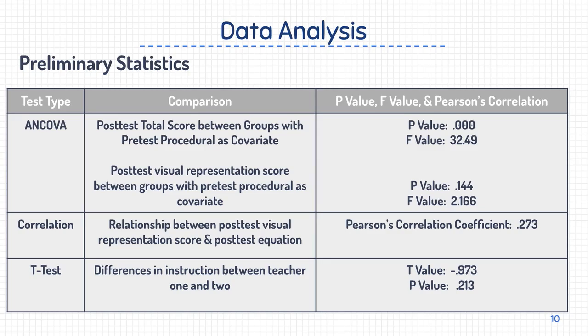And let me rephrase what I said before, because I don't think I said it correctly. When you looked at the total score, there was a difference. Gifted students were outperforming their general education peers. But when you looked at those visual representations, they were not outperforming their general education peers. They were actually performing pretty similarly.